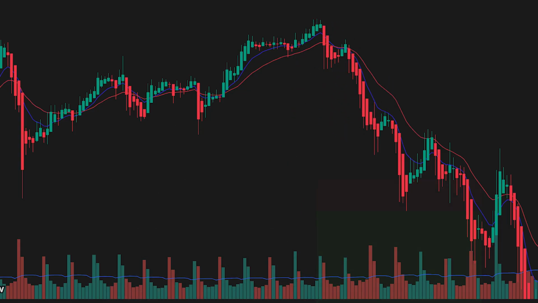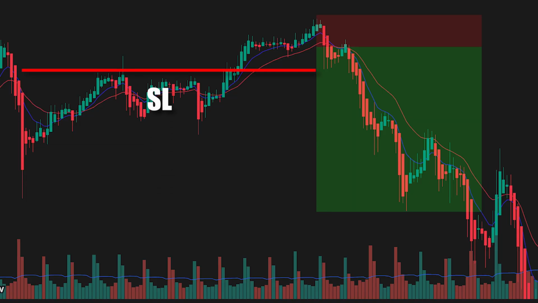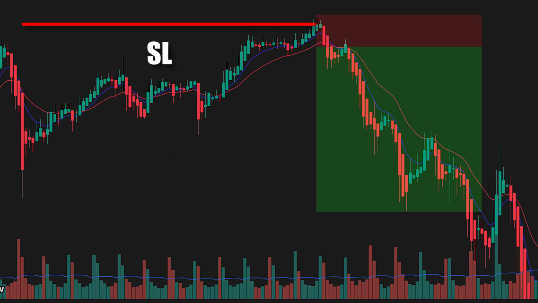To manage risk, place your stop loss just below the recent swing low for long trades. For short trades, place the stop loss just above the recent swing high. For take profit, aim for the next significant support or resistance level, or a recent swing high-low in the direction of your trade. This gives you a favorable risk-to-reward ratio.